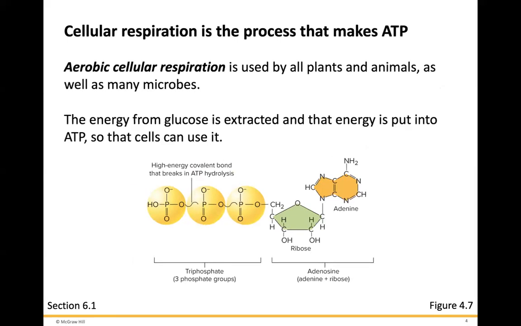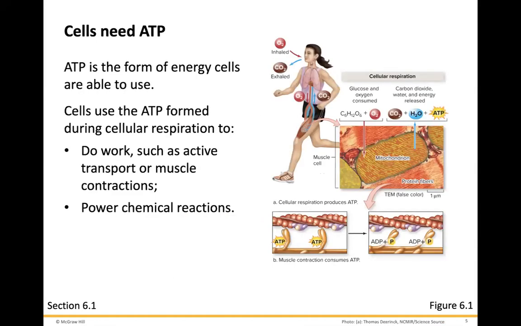Now, cellular respiration is the process that makes ATP, and we refer to this as aerobic cellular respiration. Aerobic refers to the fact that it needs oxygen. This is used by all plants and animals, as well as many microbes. The energy from glucose is extracted, and the energy is put into ATP so that the cells are able to use it. Now, cells need ATP. ATP is the form of energy cells are able to use.